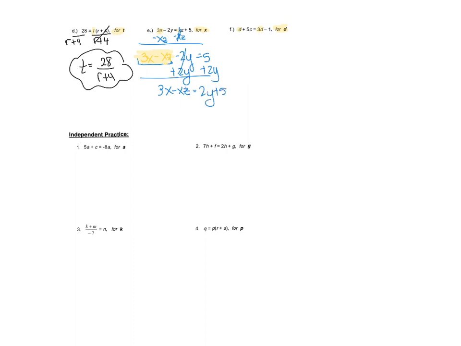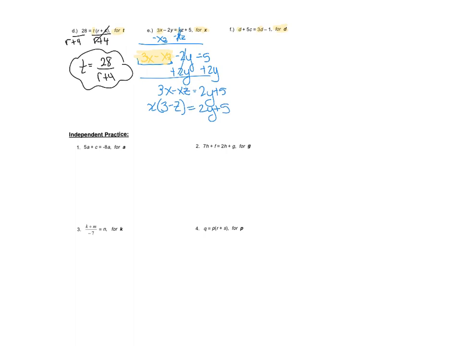Since both the 3x and the xz contain x, I can divide out an x in front of it. And I'm left with 3 minus z. It's kind of like distributive property backwards if you think about it. If you multiply this by x for the distributive property, you'll see that you would get 3x minus xz. So I'm just taking it on the outside for a minute.